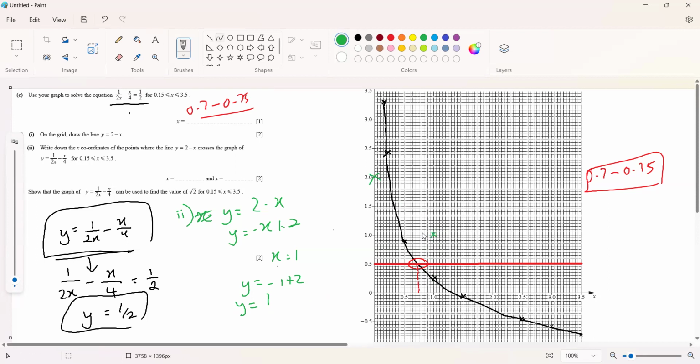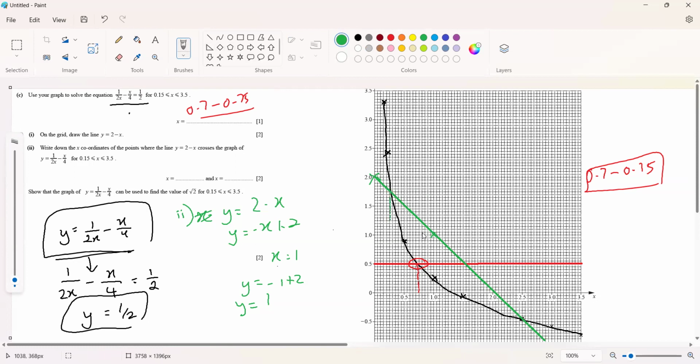Right. So connecting my green points together, I will have a line equation like this. Then they said write down the x coordinates where the graph y equals 2 minus x crosses the curve. So all we need to do is just draw the dotted lines down.